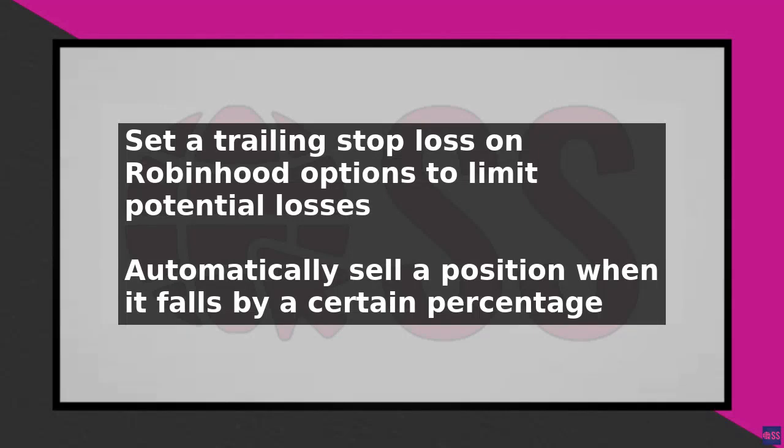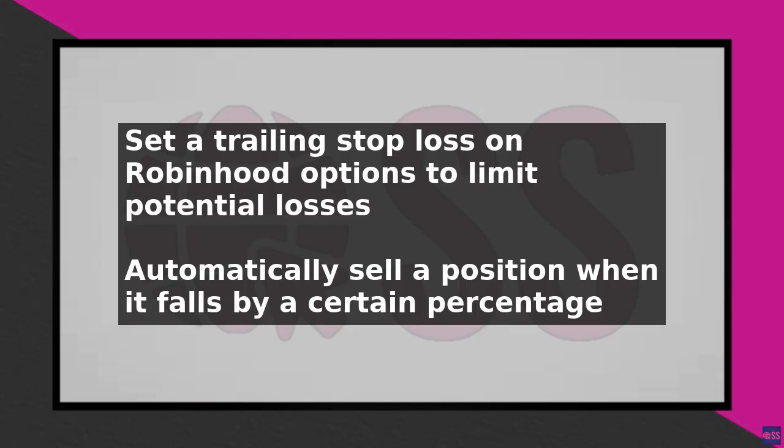Welcome to this comprehensive guide on how to set a trailing stop loss on Robinhood options. A trailing stop loss is a risk management strategy that helps limit potential losses by automatically selling a position when it falls by a certain percentage or dollar amount from its peak price.